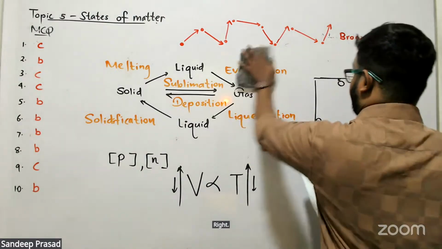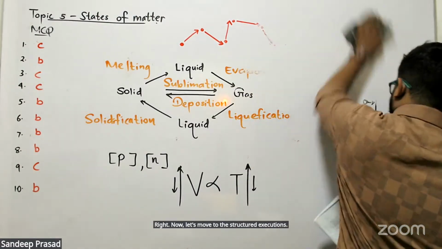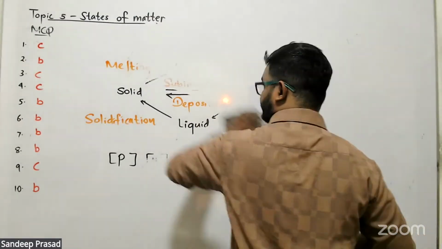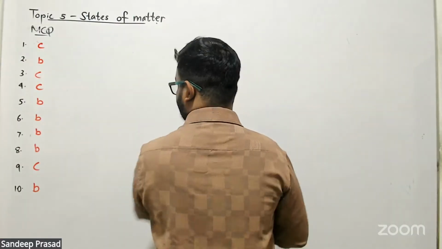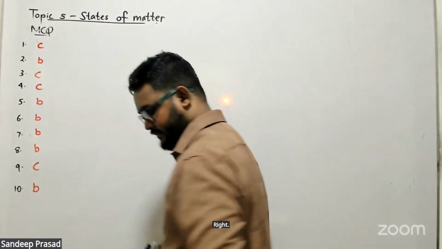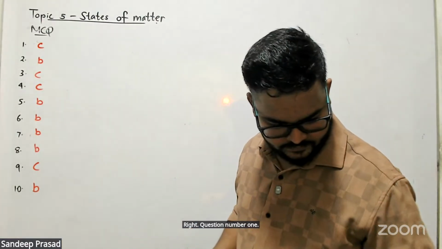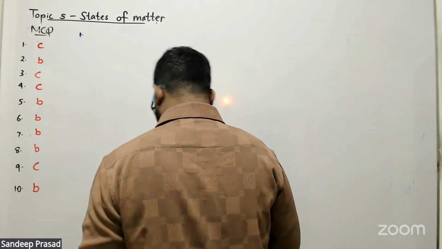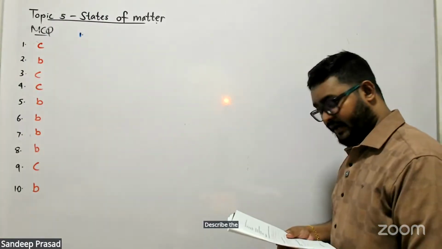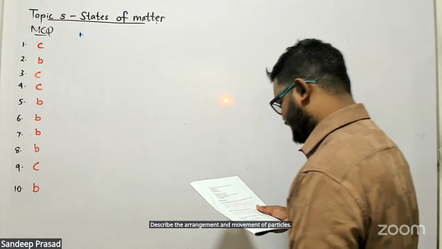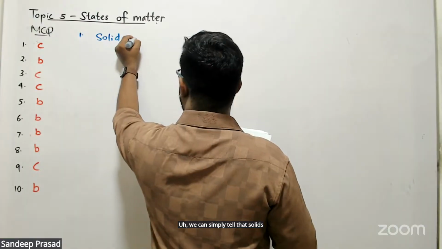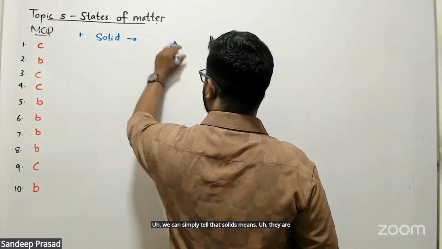Now let's move to the structured essay questions. Question number 1. Describe the arrangement and movement of particles in solids, liquids, and gases. We can simply tell that in solids, they are closely packed.